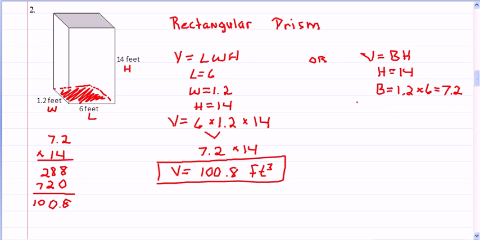So when I substitute these values into this volume formula, I have 7.2 times 14, which we already know is 100.8. So either formula is fine to use. They both give you the same answer. Always make sure you write your units, and that when you're finding volume, you always write it in cubic units.